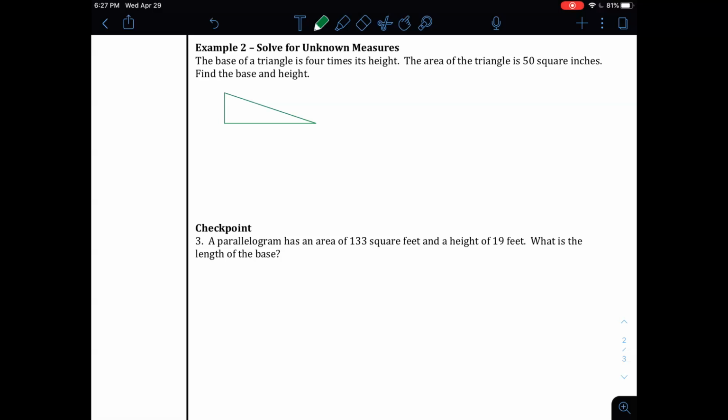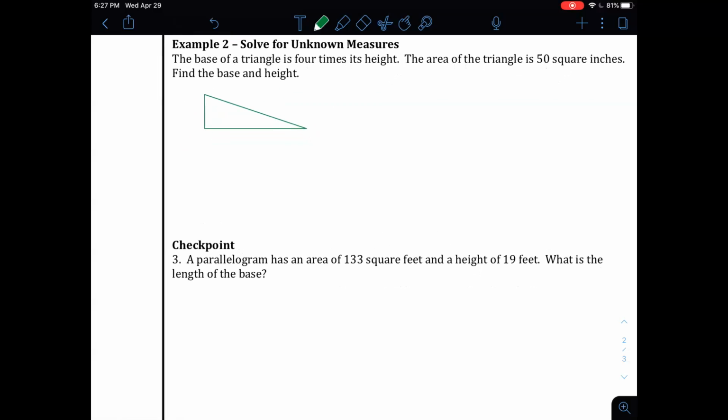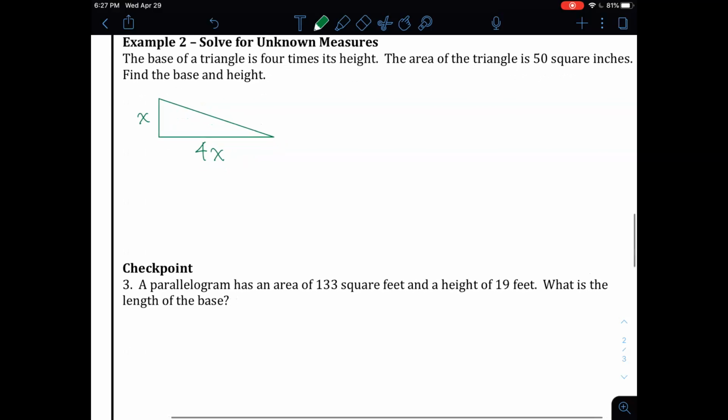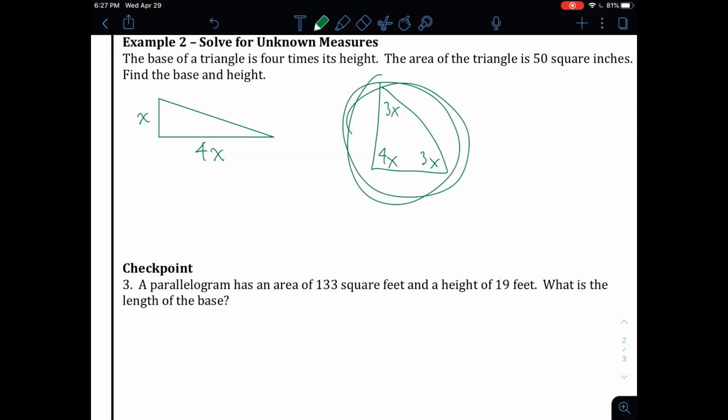Okay? So I don't know if you remember a while ago we talked about these kind of problems. The base is 4 times its height. Well, if the height is x, what is 4 times the height going to be? It's going to be 4x. So this is kind of like those problems with the angles where we did a 30, 60, 90 triangle where this was 3x and 3x and 4x, and we had to add them up to 180. Remember doing that a while ago?